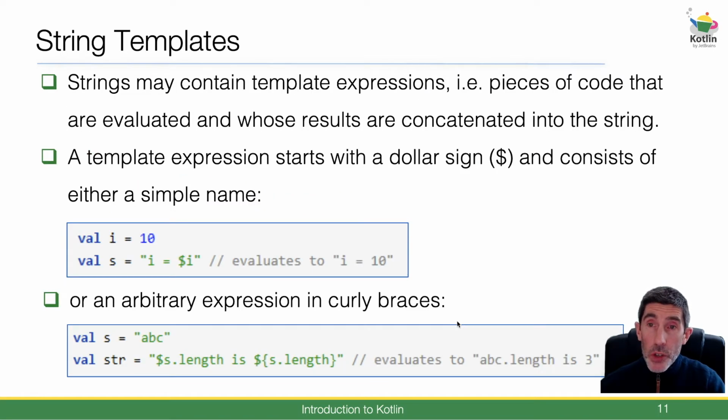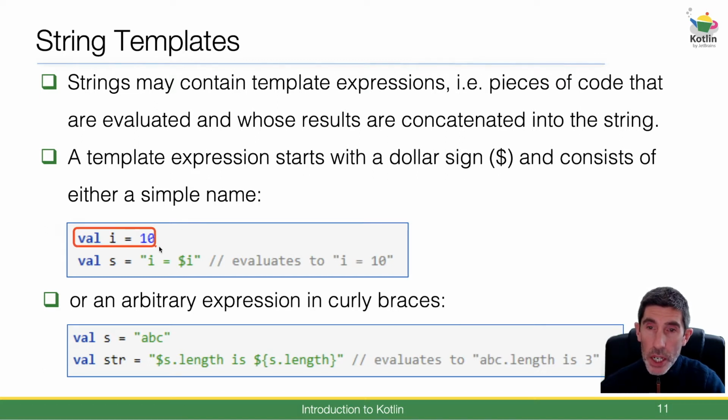To talk a little bit about string templates. Strings may contain template expressions, and we would have seen some of this before, but here we are looking at it in a little bit more detail. These are pieces of code that are evaluated and whose results are concatenated into the string. A template expression starts with a $ sign and consists of either a simple name, like so. Again, we'll just highlight that for you.